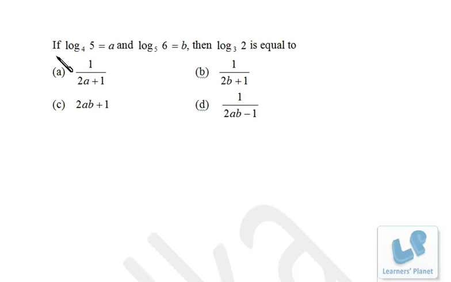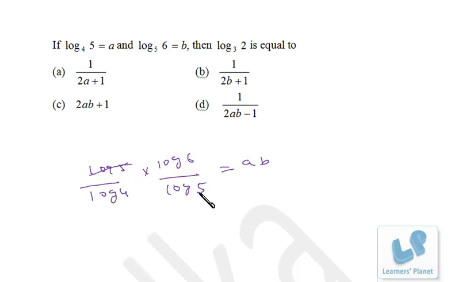Now this one is actually log 5 by log 4, and this one is log of 6 by log of 5, and that's AB, right? So this is this. Okay, so log 6 by log 4, that can be written as log 6 to the base 4, that's AB. Or if I write 2 square instead of 4, this square will be 1 upon 2 over here, and that 1 upon 2 will go this side, right? So log 6 to the base 2 is 2AB.